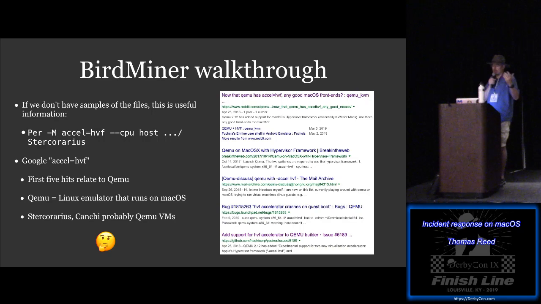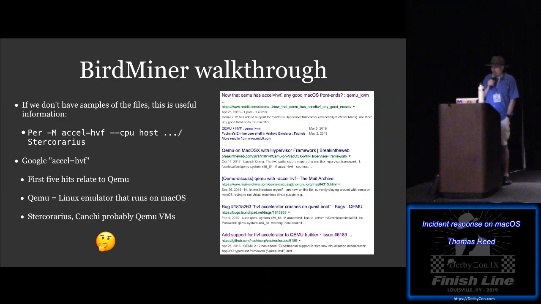Or some search engine. And if you do that, if you take Excel equals HVF and search for that on Google, the first 5 hits you're going to get are for something called QEMU. And it turns out that's a Linux virtual machine. So something here is running QEMU, and it's running a Linux system in emulation, which is very interesting.